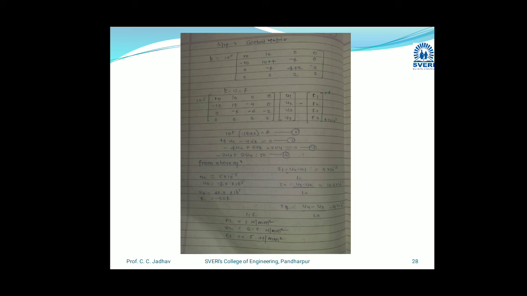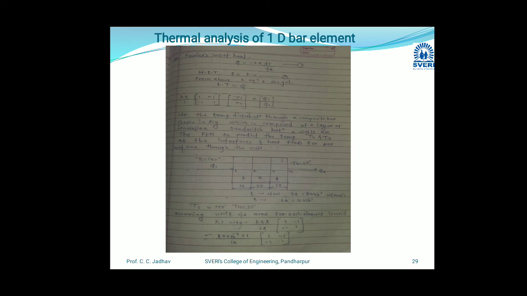Newton per mm square. So this is the third example of the structural analysis of a 1D bar element, which has 3 elements. So these are simple examples of structural analysis. So we will see next the thermal analysis of the one dimensional bar element.